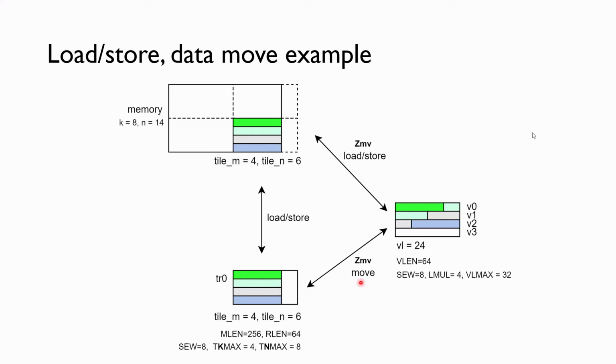So here is a view of the ZMV extension. Here is the tile layout in memory. With the ZMV instructions, we added these two data paths. This path will exchange matrix type data between memory and the vector register, and with this data path we can exchange data between matrix registers and the vector registers.